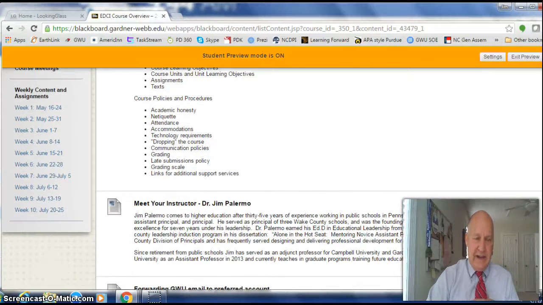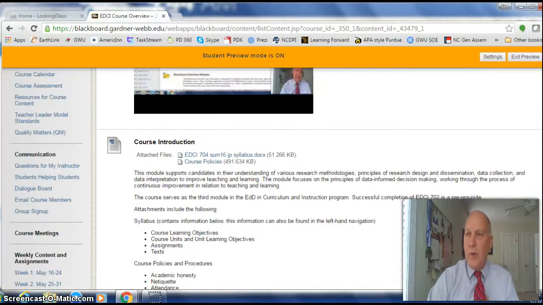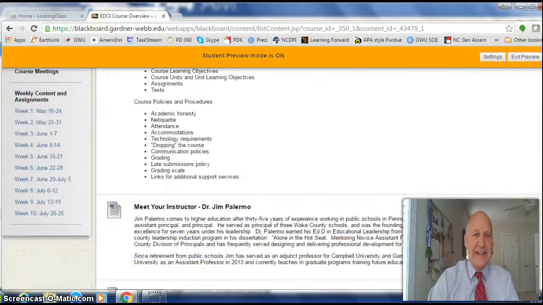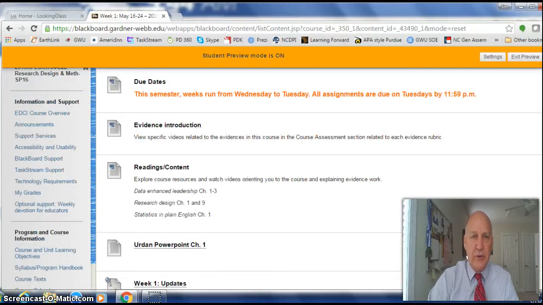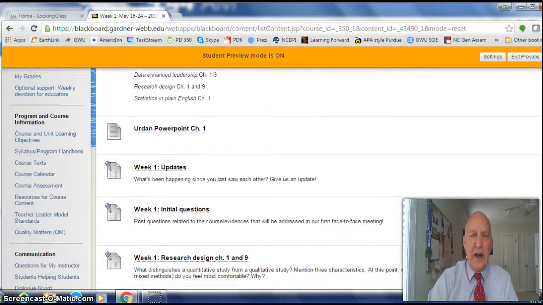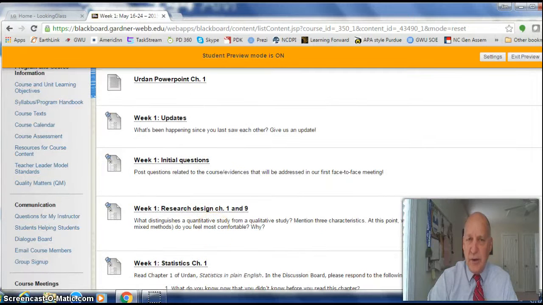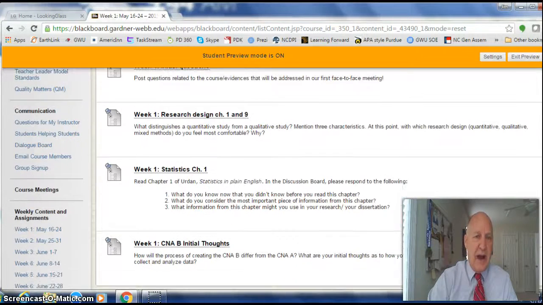But again, in terms of being successful in this class and the stuff that you absolutely have to have each week, it's organized here into these weekly folders. So the due dates, the evidence introductions, the readings for the week, and the assignments in terms of the discussions or the posts, assignments to turn in, are all here organized by week.